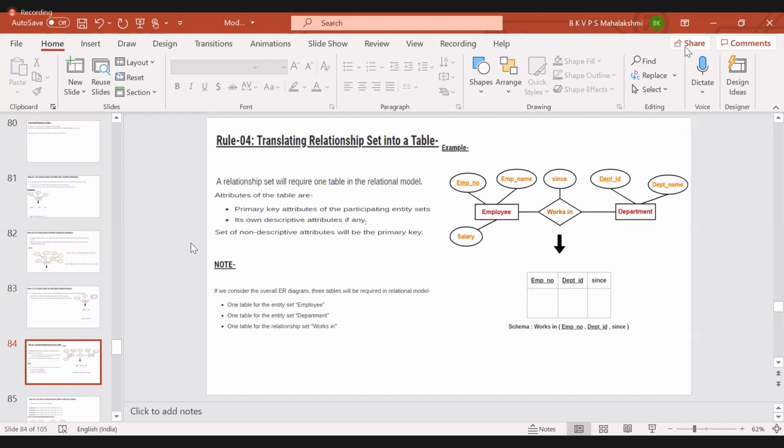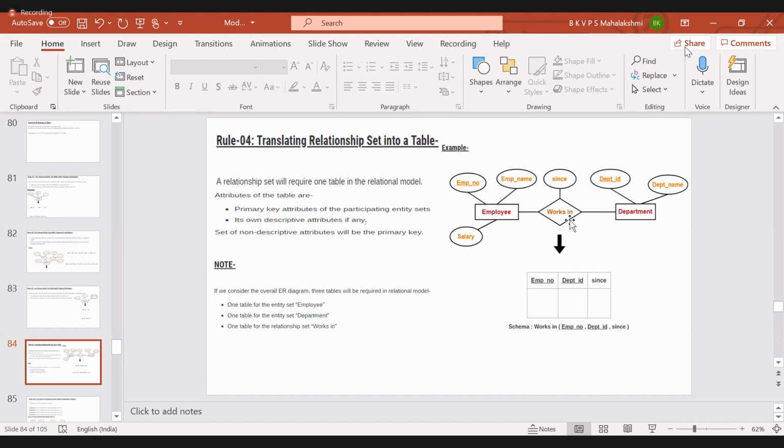See, what if in your ER diagram there is a relationship that you kept in between two strong entities? In that case, directly one table is enough for the relationship set, like for the works in set. The information that we have to store for this relationship set is the primary key for the first entity and the primary key for the second entity.